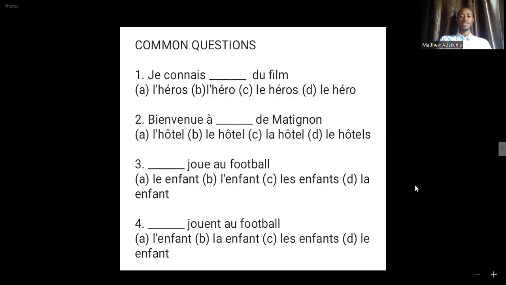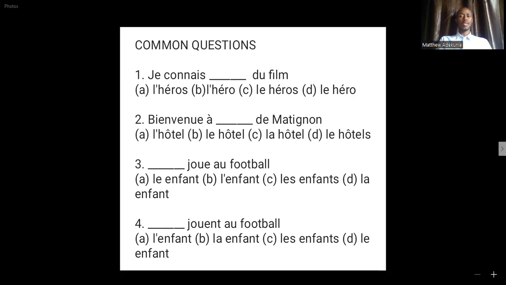For this first tip, it is titled The Mastery of L'article Défini. Now, I have questions here for you. You can practice with it first, and by the end of the broadcast, you should be able to give correct answers to them. We have 4 common questions concerning l'article défini on the screen.